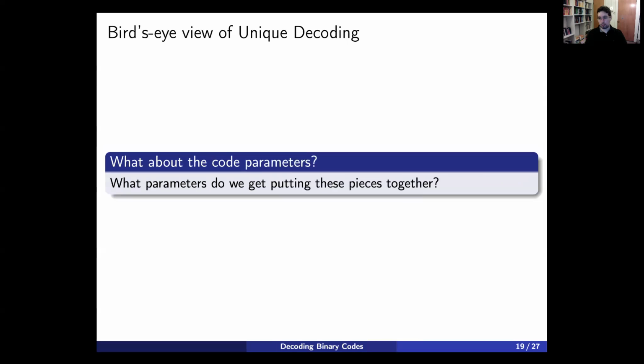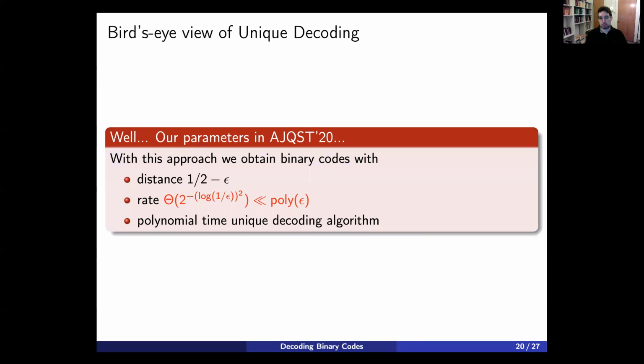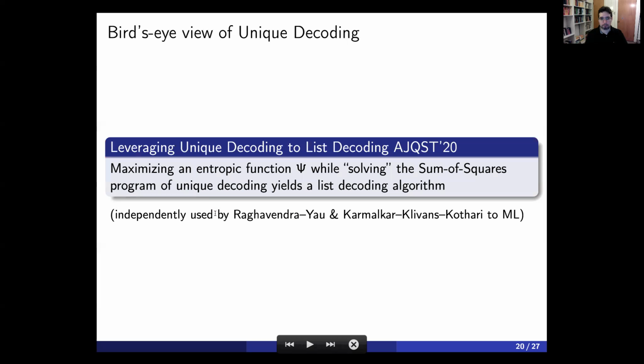But what about the code parameters, right? We need to put things together. So we have the CSP machinery, and we have paired sampling on the other side. We need to combine both and do unique decoding. What we got in this previous work was nowhere near the state of the art. So we have distance half minus epsilon and quasi-polynomial rate. The decoding time was polynomial, but yeah. And not only did we do unique decoding, but we did list decoding.